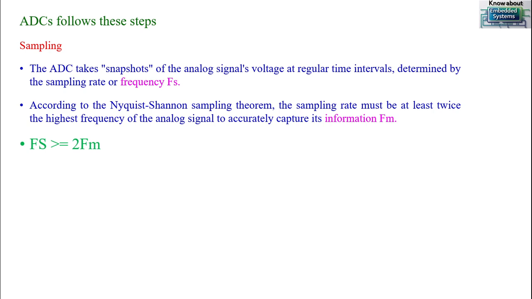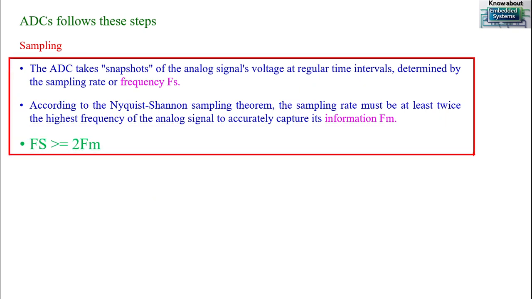Sampling is a process of converting a continuous signal. So try to understand the definition here. The ADC will take a snapshot, which is nothing but a discrete signal, converting a continuous signal into a sampled signal. The ADC will take snapshots, or samples, of the analog signal or voltage at a regular time interval, a predefined time interval, and it will be defined by Fs. So what is Fs? Fs stands for sampling frequency or sampling rate.